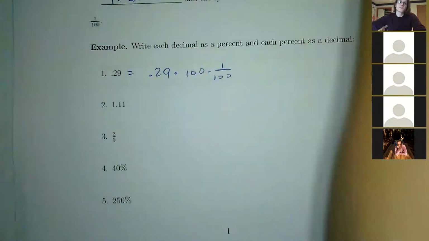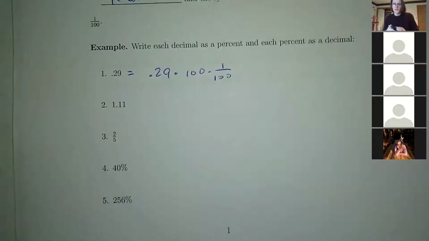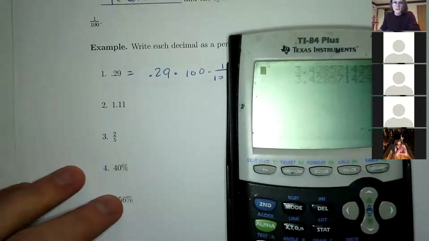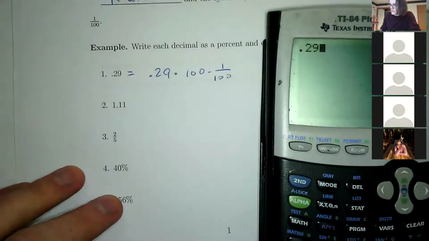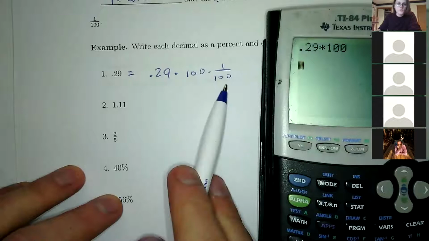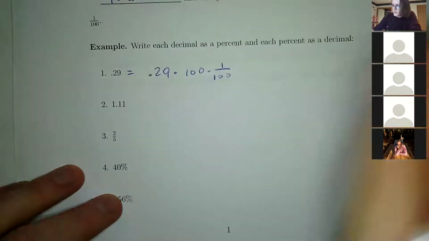And you can double check that if you weren't sure. You could bust out your calculator, if you're so inclined, and do 0.29 times 100. We get 29, and then as I said, 1 over 100 literally just means the percent symbol. So that's 29%.